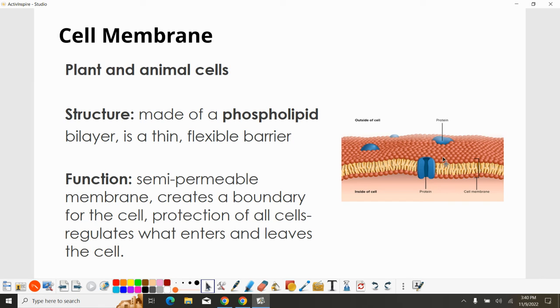It is a thin, flexible barrier that surrounds the cell. It is semi-permeable, which means it lets certain things through, but keeps other things out. And the way it controls that is with these embedded proteins. These proteins will allow certain things to move through the membrane while keeping certain things out of the cell. It protects the cell and it regulates what enters and leaves the cell. That is its function.